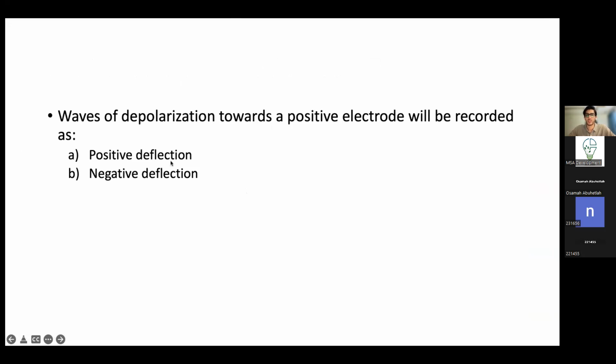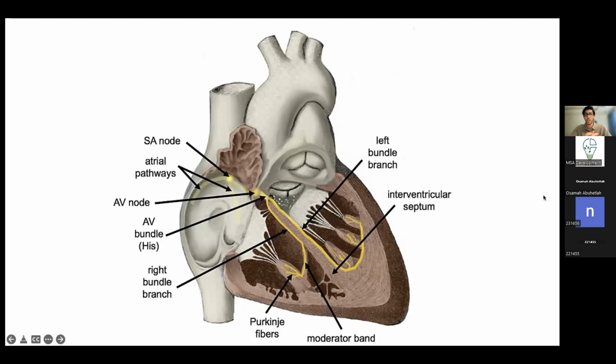This is a question for you guys. This is like a checkpoint. Waves of depolarization towards a positive electrode will be recorded as positive or negative. I think I've emphasized this quite enough now.